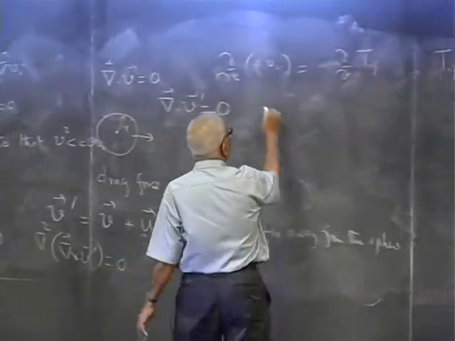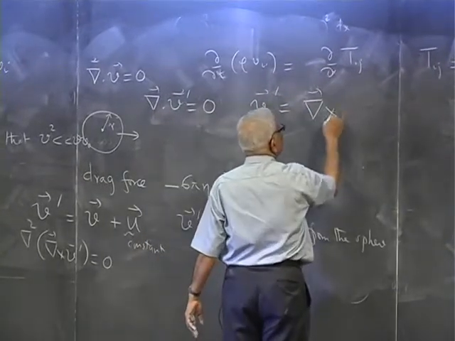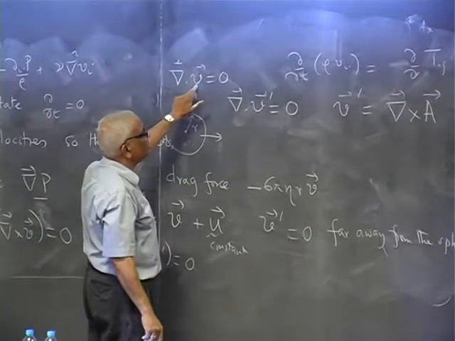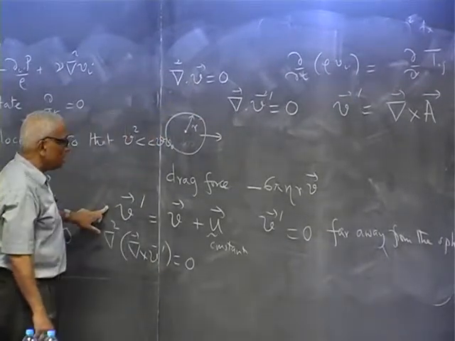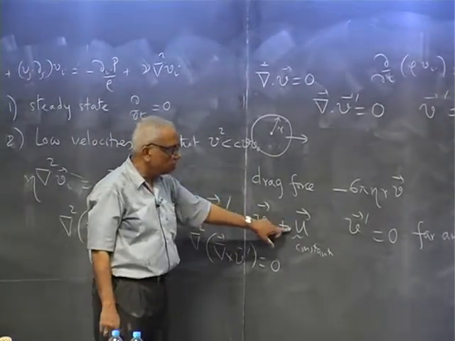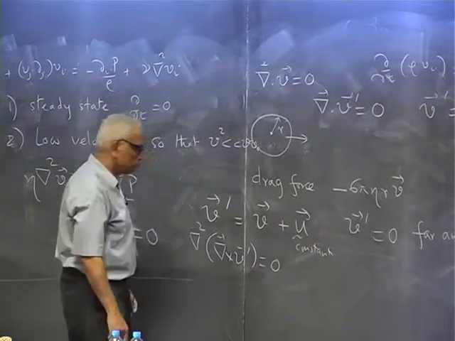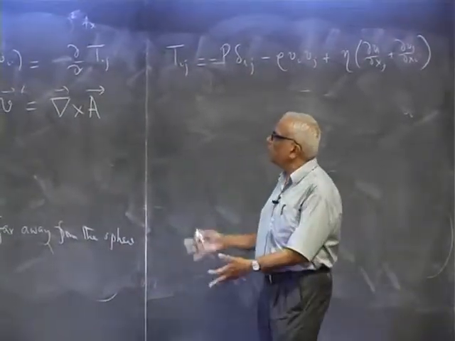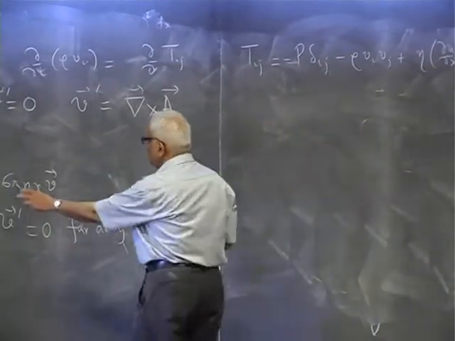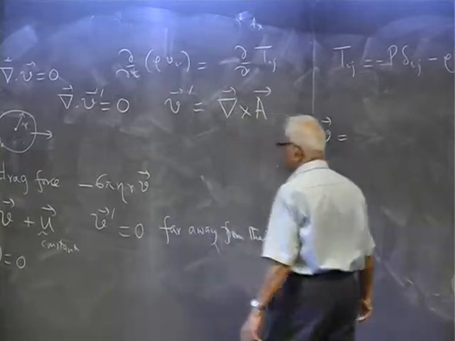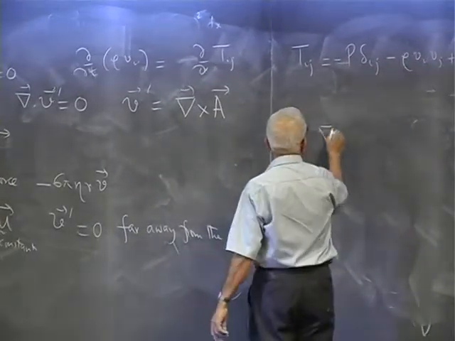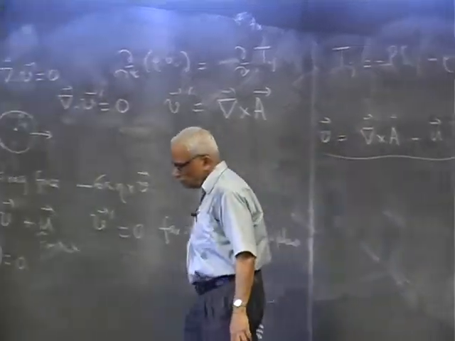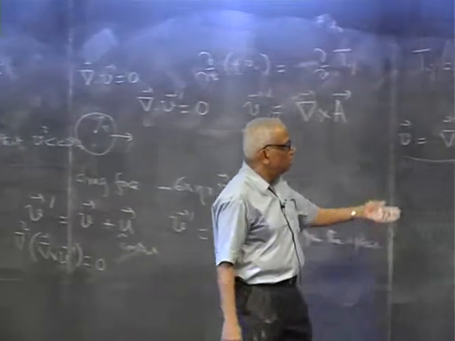So you know what? That V prime can be written as the curl of A, because it is an incompressible fluid for which divergence of V is equal to 0. If I take the divergence of V prime, then it is divergence of V which is 0, and this is a constant vector whose divergence is 0. So divergence of V prime is equal to 0. So V prime is equal to curl of A. So V, the real velocity of the fluid which I am after, is curl of A minus U. So that's what I know about the velocity.